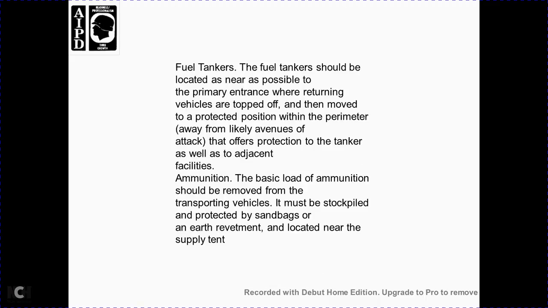Fuel tankers should be located near the primary entrance where returning vehicles can top off, and moved to a protected position within the perimeter away from likely avenues of attack, with the ammunition facility adjacent. Basic loaded ammunition should be removed from the transportation vehicle and stockpiled with protected sandbags or earth revetments located near the supply tent.